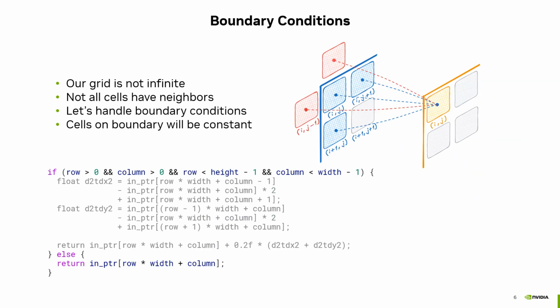Real grids aren't infinite, so cells along the edges don't have all four neighbors. If we tried to compute the left neighbor for the leftmost cell, for example, we'd go out of bounds. To prevent that, we need to handle boundary conditions. In this course, we're using constant boundary conditions. This means that we won't update the temperature for boundary cells. They keep their original values.